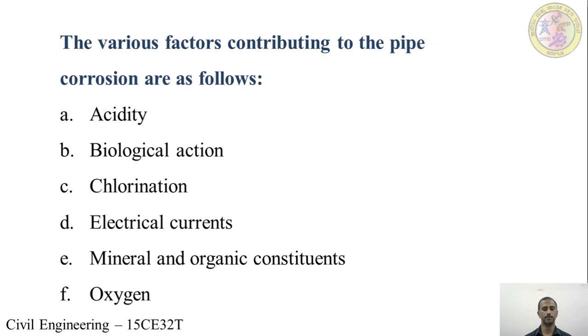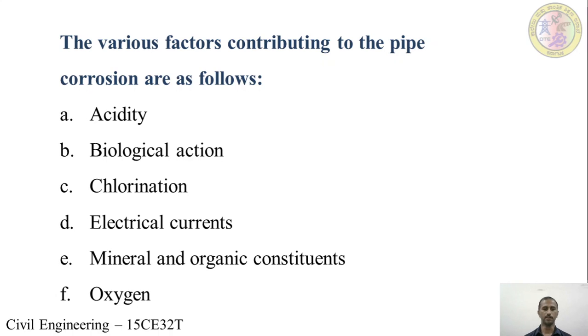Union of dissimilar metals that are present in the water flowing through the pipe and the earthing of electrical supply to the pipe material causes corrosion in the pipes. Mineral and organic constituents. If the presence of total solids is high, it leads to an increase in the rate of corrosion, whereas organic constituents are termed to be non-corrosive in nature.